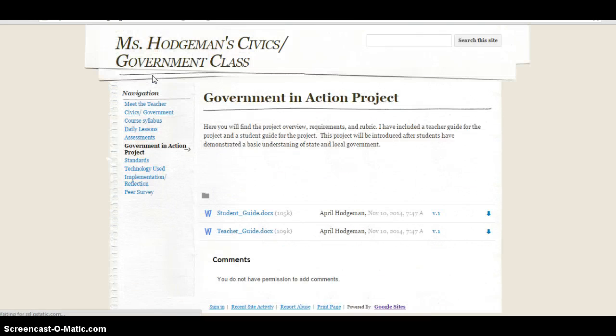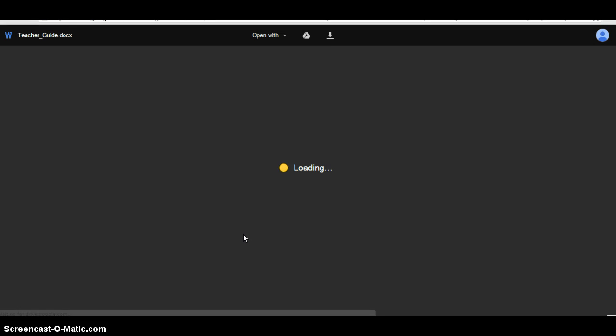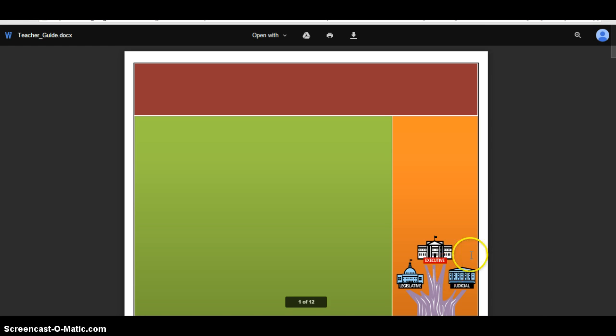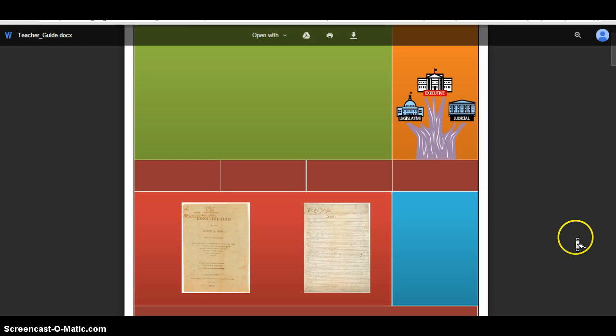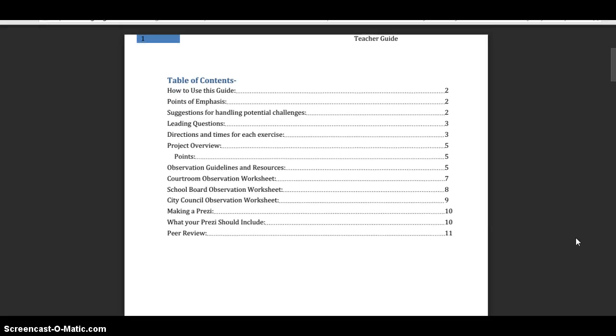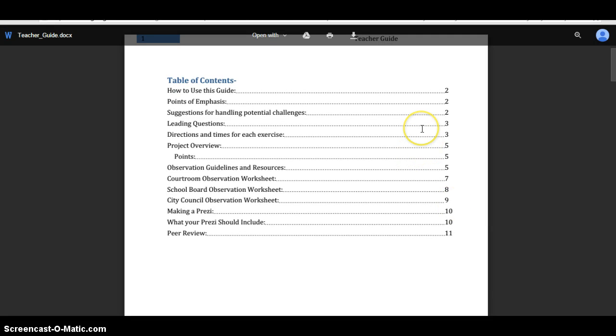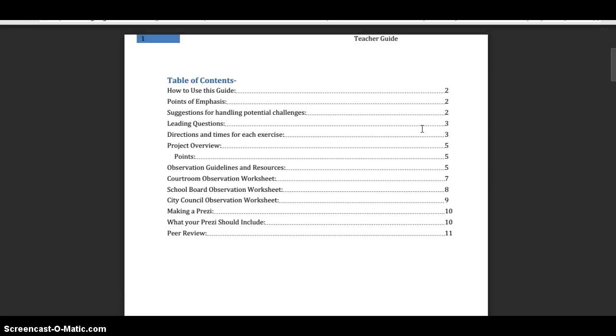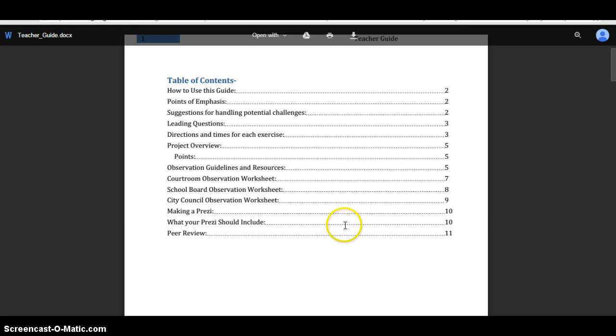The Government in Action project that I was talking about is also a tab over here. You can open the student guide or the teacher guide. The teacher guide includes the student guide within it, so I would suggest opening that. In this guide, it walks you through everything that needs to be done for this project. There are suggestions for handling potential challenges, and there are directions for each exercise. There are also the different resources that would be required for students.